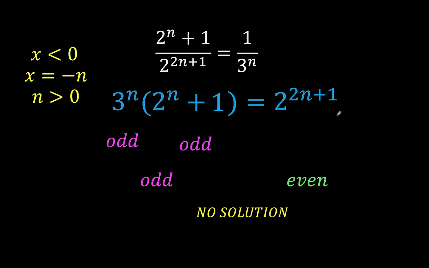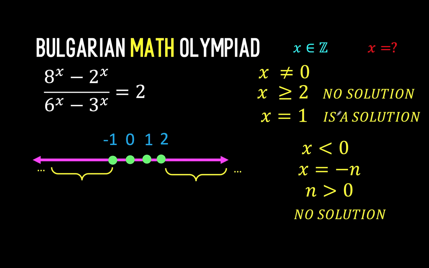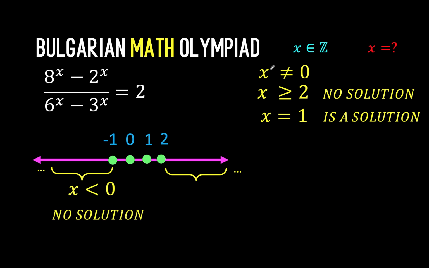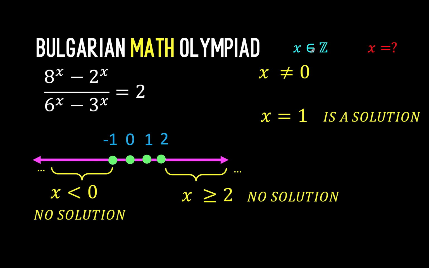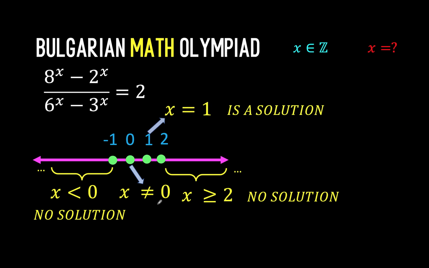So bringing back all these 4 different cases, here is now our result. We have here the number line for integers. The first result here is for x less than 0, x is an integer. There is no solution. The next case is for x greater than or equal to 2, x is also an integer. There is no solution. Then for x equals 0, again, x cannot be equal to 0. And finally, here is for x equals 1, which is the only solution for this equation.